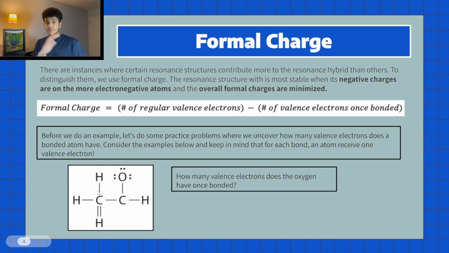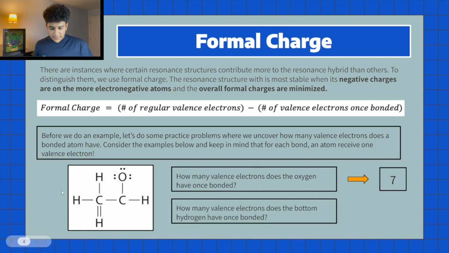So let's do some calculations together. Imagine you didn't see that, but how many valence electrons does oxygen have once bonded? So this one right here, oxygen. We can see that it has 3 lone pairs. So off the bat, we know it has at least 6 valence electrons once bonded, and we have 1 bond. Since we just discussed this, out of the 1 bond that contains 2 electrons, 1 of them belongs to oxygen. So 6 plus 1, we get 7 valence electrons once bonded.